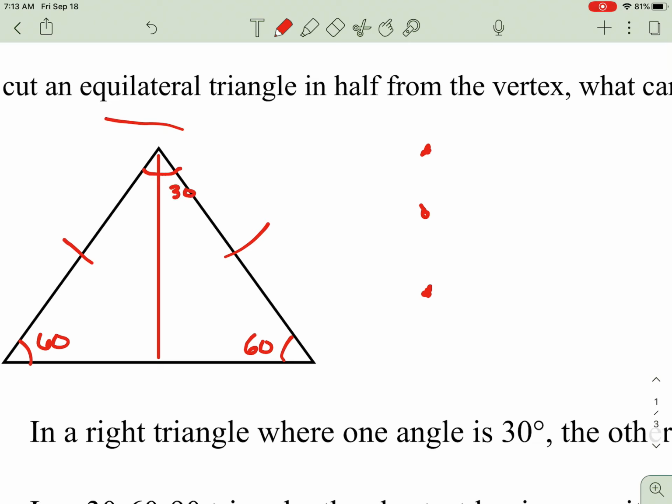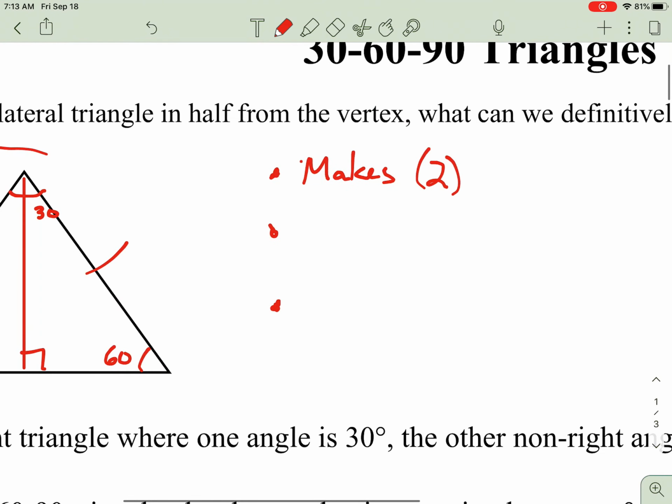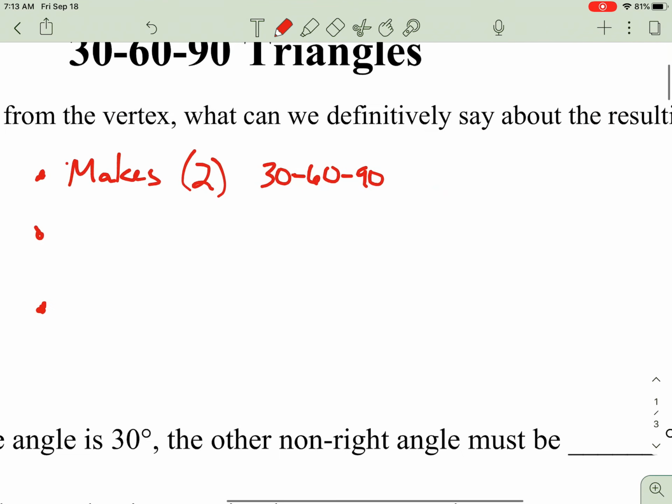So if we cut it in half, then we know that this is 30 degrees, right? So it makes a 30, 60, 90 triangle. So it makes two 30, 60, 90 triangles.